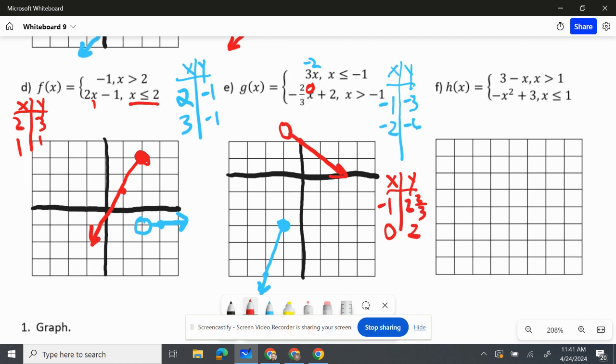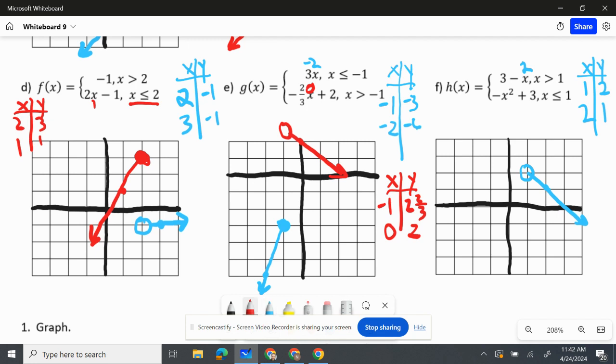For the last one, first thing that I want to do is I want to pick my values for my table. So I'm going to start off with 1 because that's where my domain is. When I plug in a 1, 3 minus 1 is 2. A number greater than 1 is 2. So 3 minus 2 gives me 1. So at 1, 2, I have an open circle. Then at 2, 1, I draw my line.